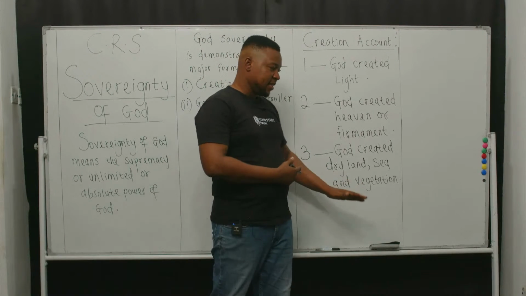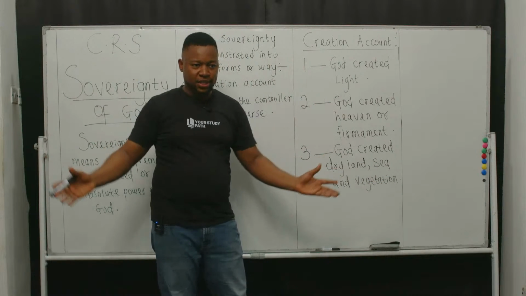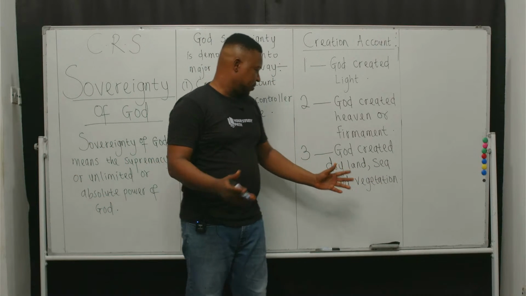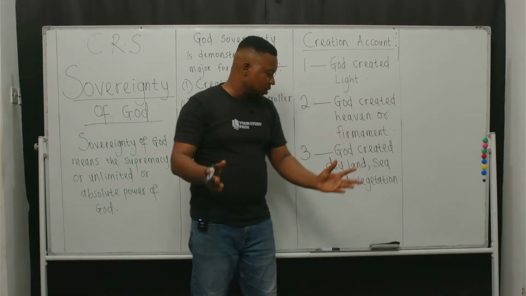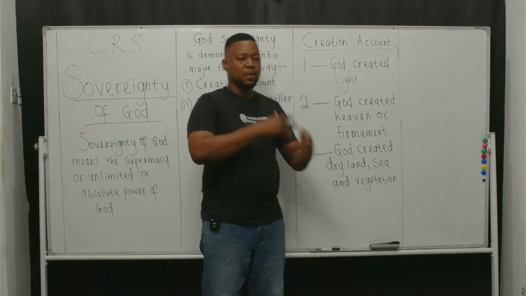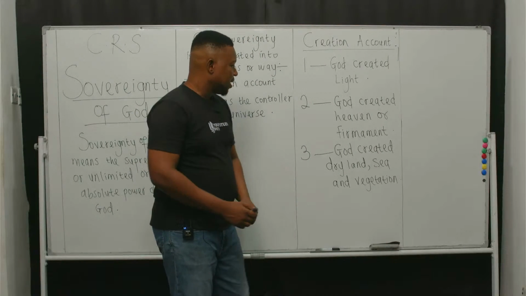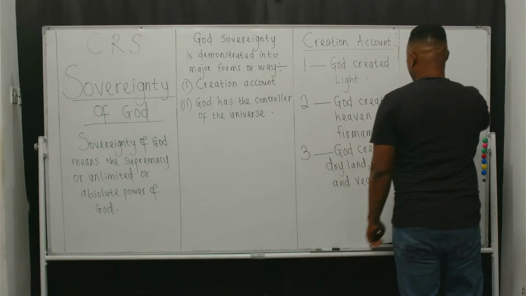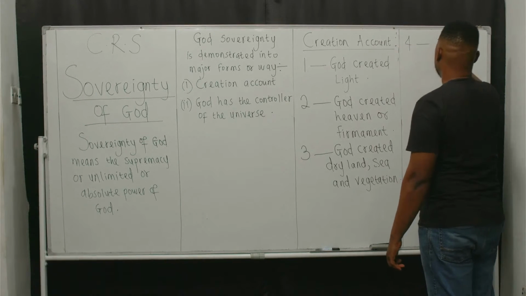Dry land, that is earth, okay? Sea, talking about water bodies. Are we together? Dry land, we can have it as earth. Sea, water bodies. Vegetation, plants. So that is the work of Day 3. Now, the next one, the fourth day, we want to look at what God created, okay?